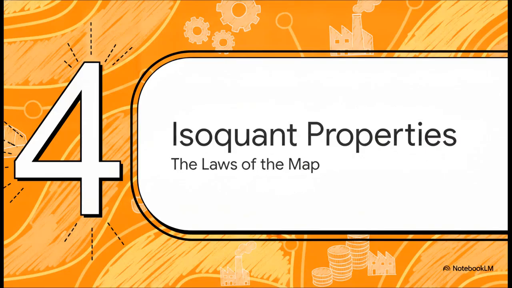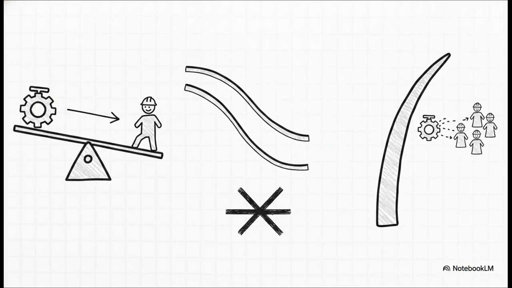Section 4. Properties of isoquants. Before we mash these two tools together, our technological capabilities and our financial budget, we have to respect the properties of our isoquants. These aren't just arbitrary squiggles, they're governed by strict economic laws. Let's run through these super quick.